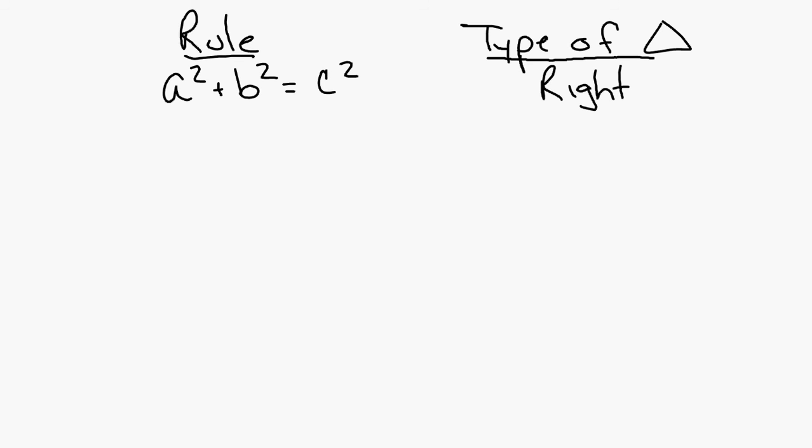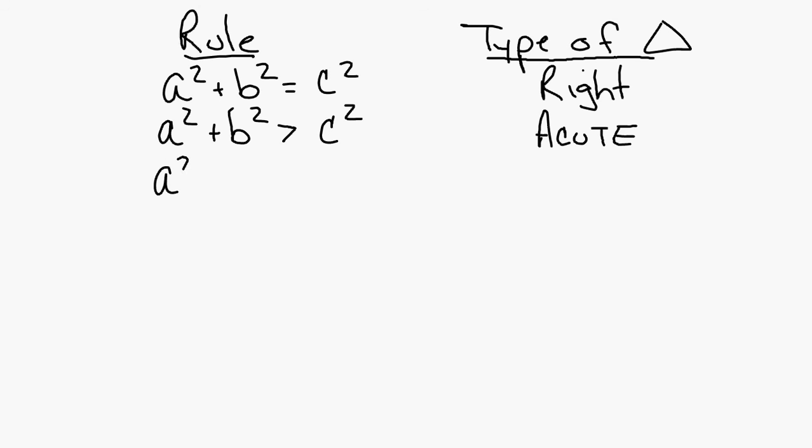Then, remember when a squared plus b squared was greater than c squared? That is an acute triangle. When the sum of the squares of the 2 shorter sides is greater than the third side squared, that is an acute triangle. And when your a squared plus your b squared is less than your c squared, when the sum of the shorter sides squared is less than the third side squared, then that was an obtuse triangle.